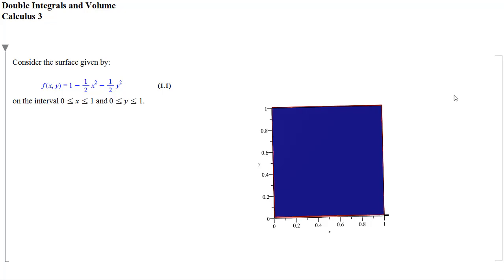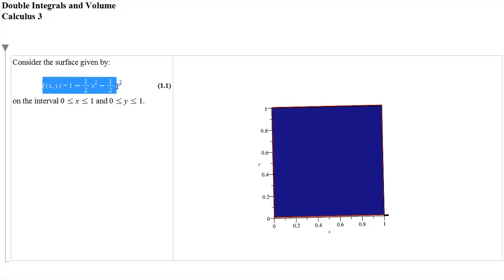I'm going to show you the relationship between double integrals and volume. You should recognize this. It's almost identical to something that we looked at in Calculus 1 on integrals and areas. I've taken the function z equals 1 minus x squared over 2 minus y squared over 2 on the region where x is between 0 and 1 and y is between 0 and 1.